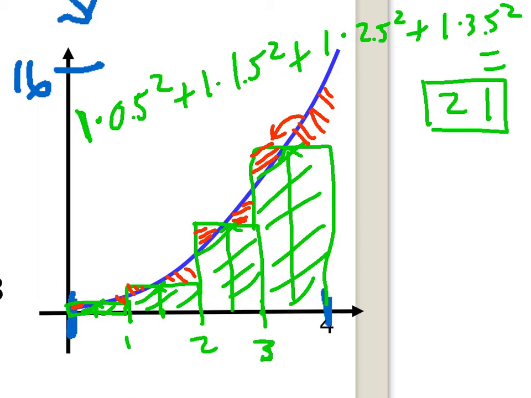And this is what he called midpoint Riemann sums. It was a great way to estimate the area under the curve using rectangles.